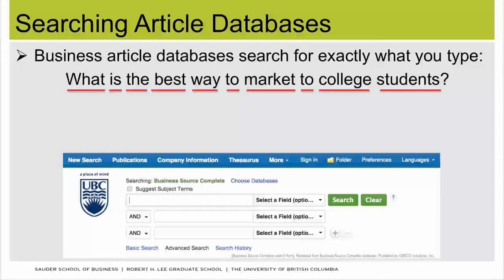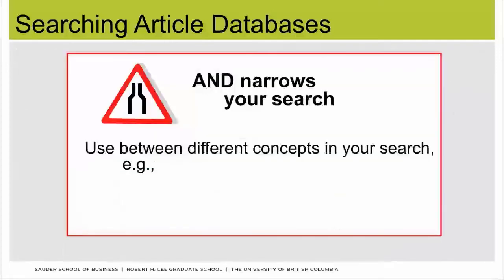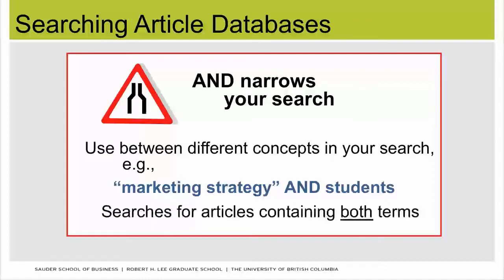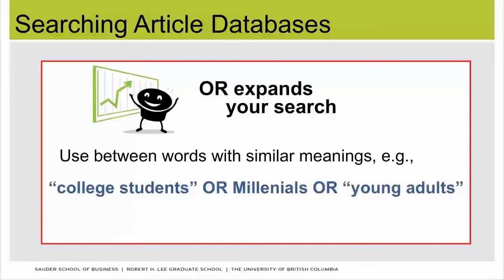results. Instead of asking for articles using a sentence, use single words and short phrases linked together using and or. These connecting words are also called Boolean operators. Linking your concepts together using and narrows your search. The database will search for articles that contain all the search terms you've entered. Using or expands your results. Use or between words with similar meanings.